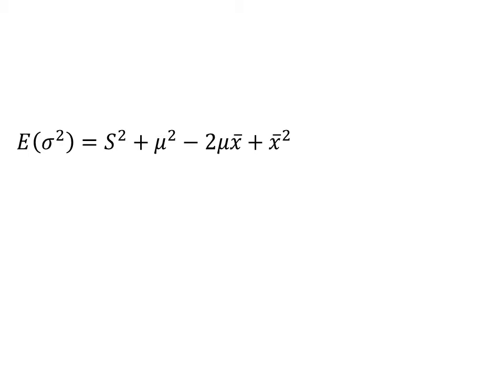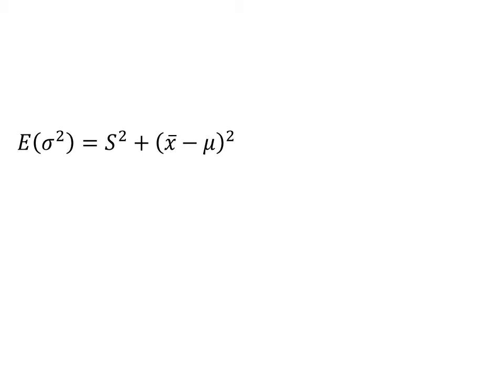Now for clarity, we'll have these two terms swap places. If you look closely at the final three terms and think about it for a while, you'll notice that they can be rewritten as x bar minus mu quantity squared.